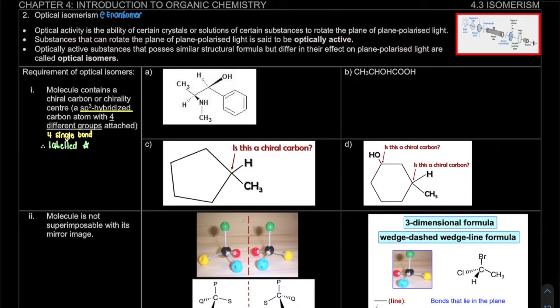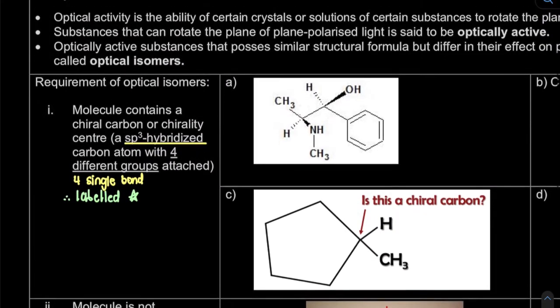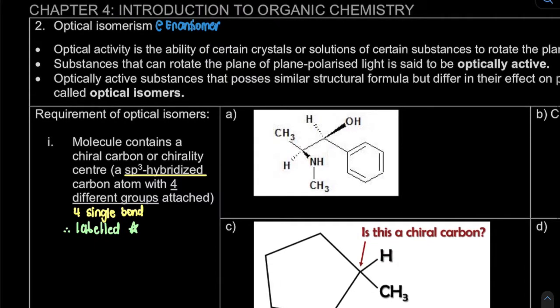So it means that they have the same structure formula but different arrangement of atoms in space. Okay, for cis trans, we have learned there are requirements for the molecule to exhibit cis trans isomerism. The same goes for optical isomerism. The molecule must possess certain characteristics. The first requirement for optical isomer is that the molecule must contain a chiral carbon or chirality center. So what is a chirality center?